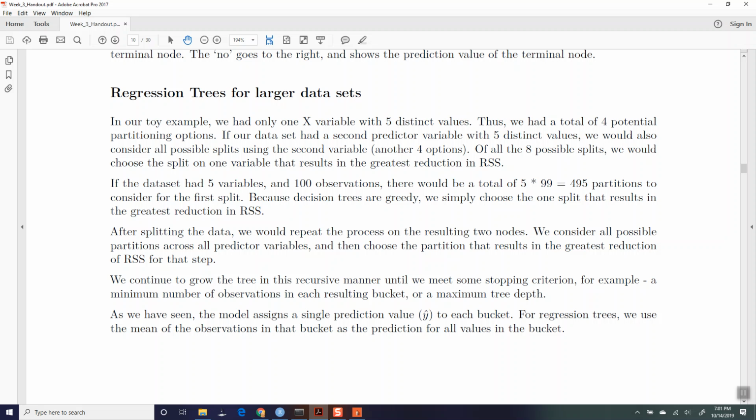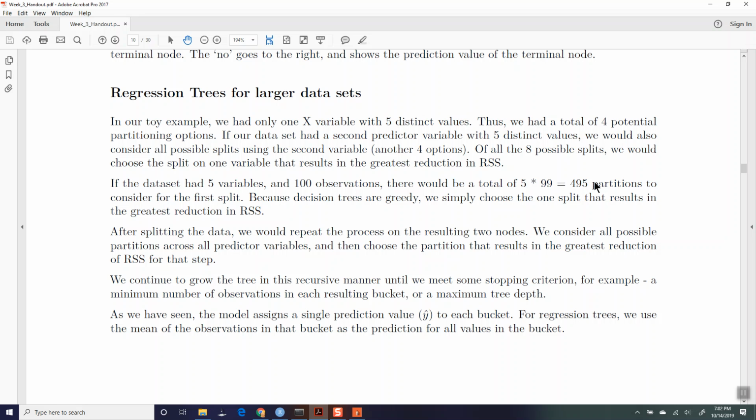So if we had 5 variables and 100 observations, and assuming all of the values are unique, we would have a total of 5 times 99, or 495 partitions to consider. We would have 99 partitions on the first variable, and with 100 unique values on the second variable, 99 partitions there. We have the computer compute the resulting RSS for all 495 possible splits, and then we pick the best of these 495.